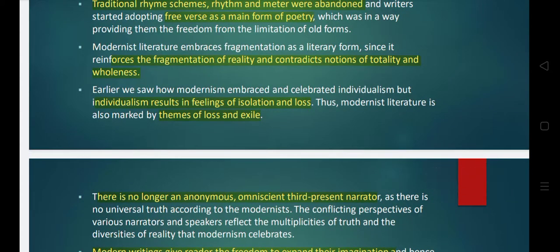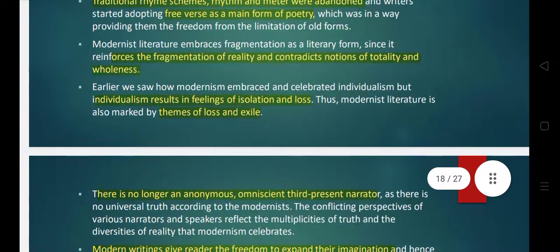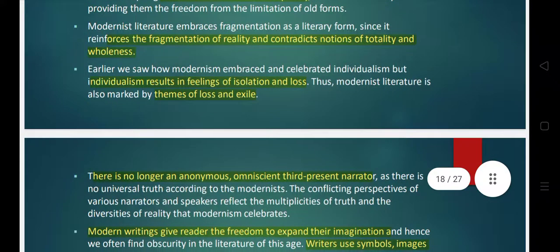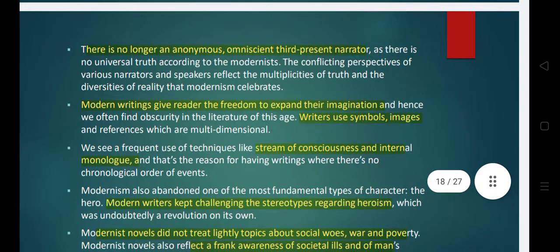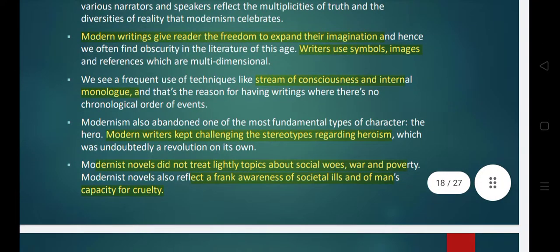And another important feature is individualism, as I already told you, a focus on the individual, which results in a feeling of isolation and loss, and the themes of loss and exile were there. And there is no longer an anonymous omniscient third person narrative, so they openly publish their works without any restriction, and modern writings give the reader the freedom to expand their imagination, and writers use symbols, images and references in a multidimensional way. And another important technique used in literature is stream of consciousness and interior monologue or internal monologue.